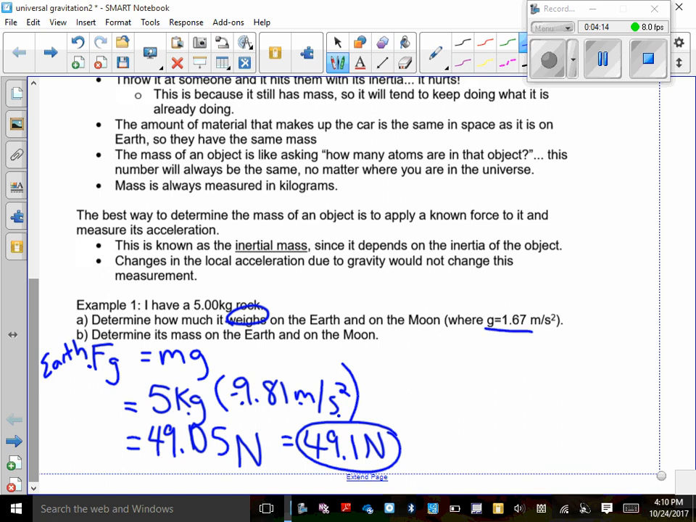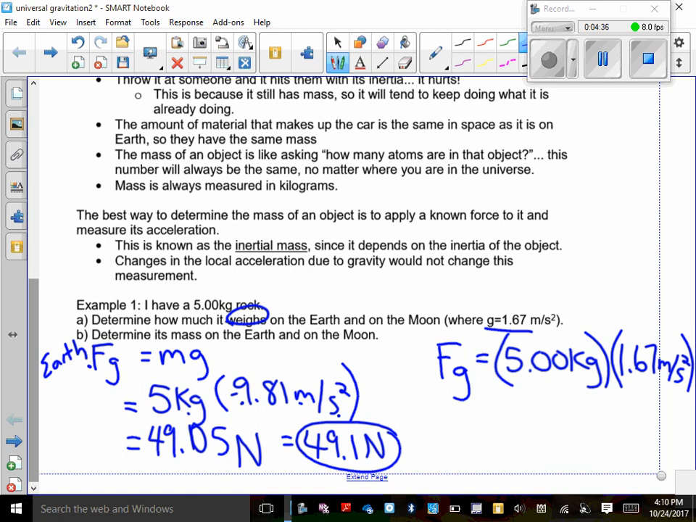Here we know our g value is 1.67. So force of gravity is the same as weight. On the moon is the mass. There's still 5 kilograms of rock. There's still 5 kilograms worth of atoms. And we're going to times this by g on the moon, which we said was 1.67 meters per second squared. Okay, multiplying this together, we're going to get newtons. Yes, that's probably downwards. Weight doesn't need that direction like a force or acceleration does. So kilogram meter per second squared is a newton.